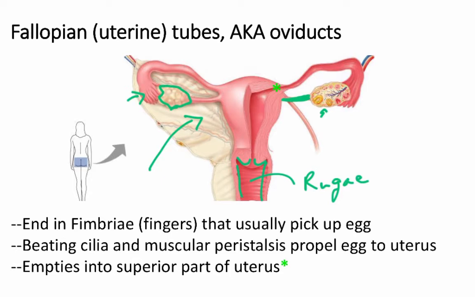One of the cool things about the fallopian tubes is that the inner surface is lined with cells that have cilia. And so the cilia are beating toward the superior aspect or edge of the uterus on both sides. And there's some smooth muscle associated with the oviduct as well that helps to propel the egg toward the uterus.